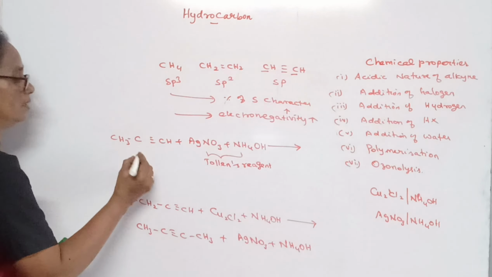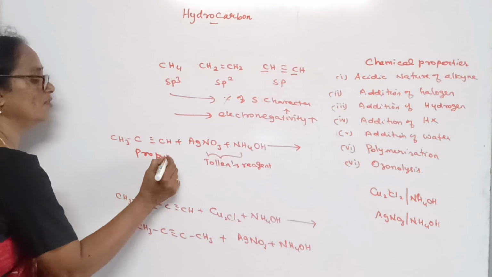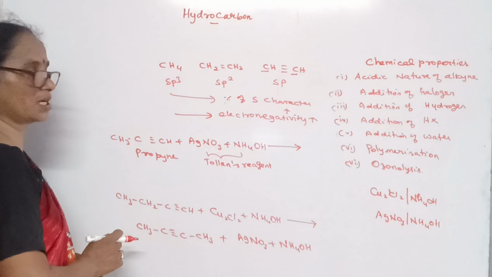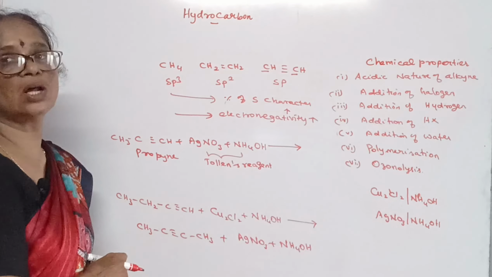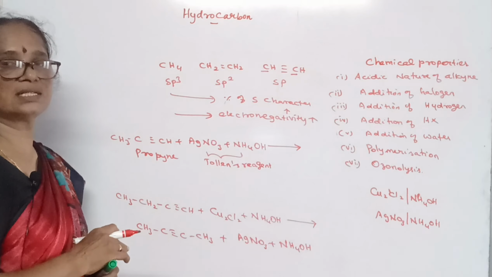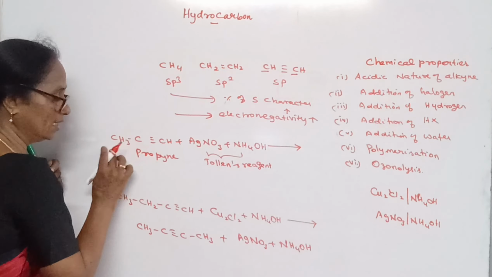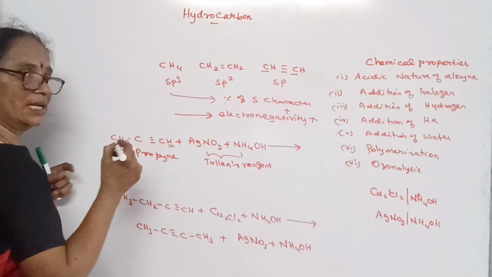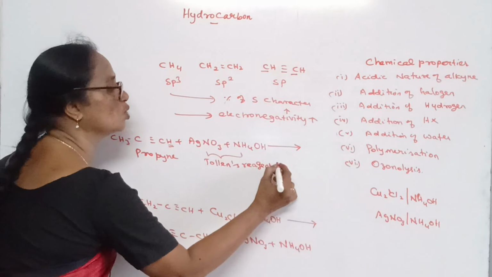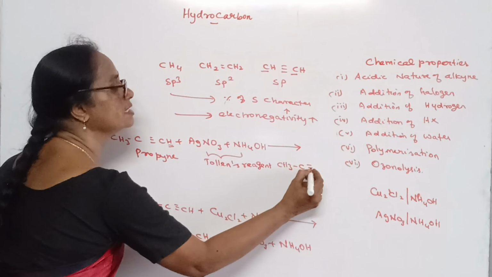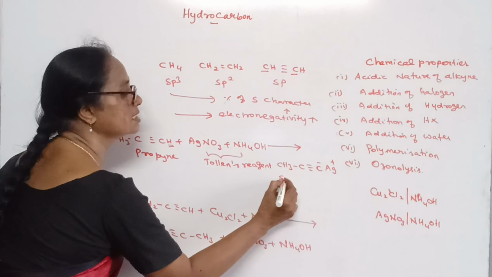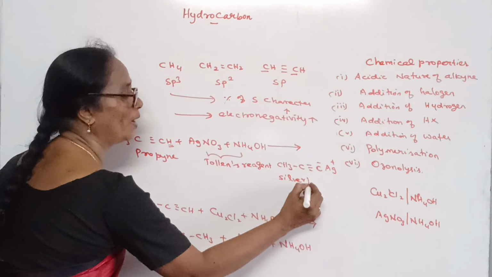See, I have taken propyne. When this propyne is treated with ammoniacal silver nitrate solution, which is also called Tollens reagent, ammoniacal silver nitrate is known as Tollens reagent. So the propyne has only one acidic proton, so the hydrogen could be replaced by the metal. So we will get CH3C≡C− Ag+. This is called silver propynide.